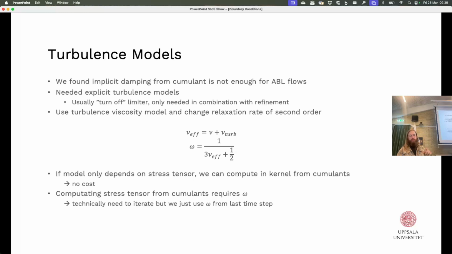There's one little inconsistency here also: when you're computing the stress tensor from the cumulants, you're actually using omega. So you're using omega to compute the stresses, to compute omega, to compute the stresses, to compute omega. Martin suggested we should iterate there, and we said yes, but we're just going to iterate in time. So we just use the one from the last time step, and since the time step is small, the differences are small, and we think it's fine.